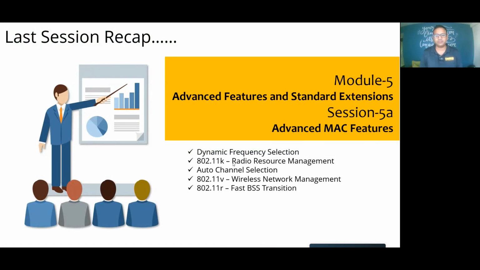So in the last session, we covered some of the standard extensions that we did not get a chance to cover in part 1 of this course. Specifically, we talked about 802.11h, which is about DFS and transmit power control. DFS is all about using certain channels in the 5 gigahertz band that are allocated for radar communications. But the government organizations have allocated those channels for unlicensed use with the condition that you have to follow certain rules when you use those channels.